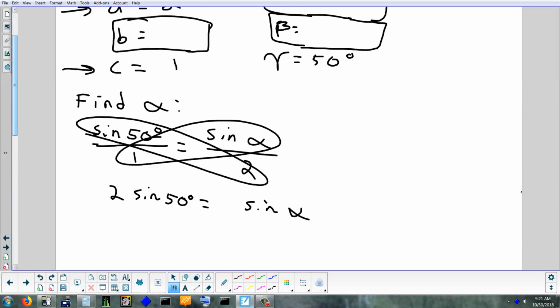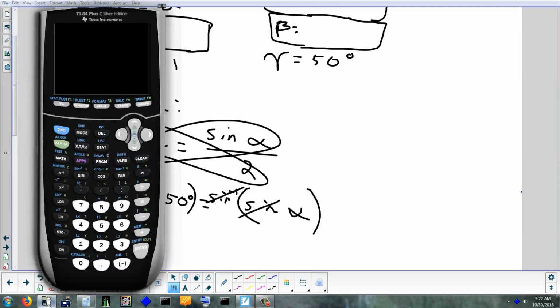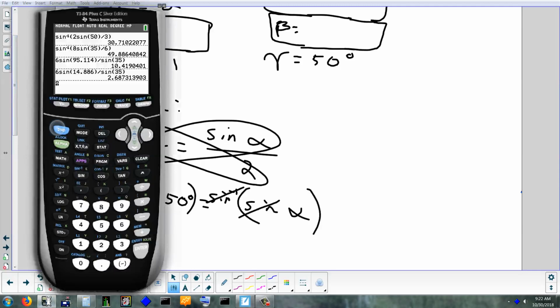And now we want to get alpha alone, so what am I going to do to each side? Yep, the inverse sine. I'm going to take the inverse sine of each side. Inverse sine, regular sine cancels. And now we type that in. So it's inverse sine of 2 sine 50. Second, inverse sine, 2 sine 50.